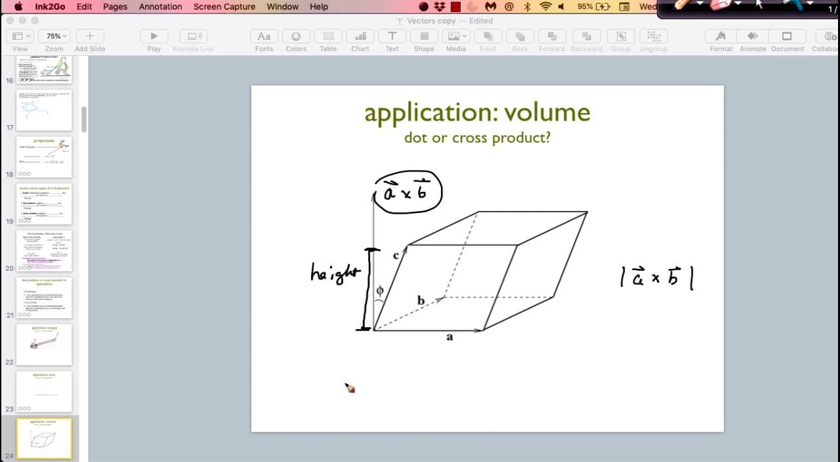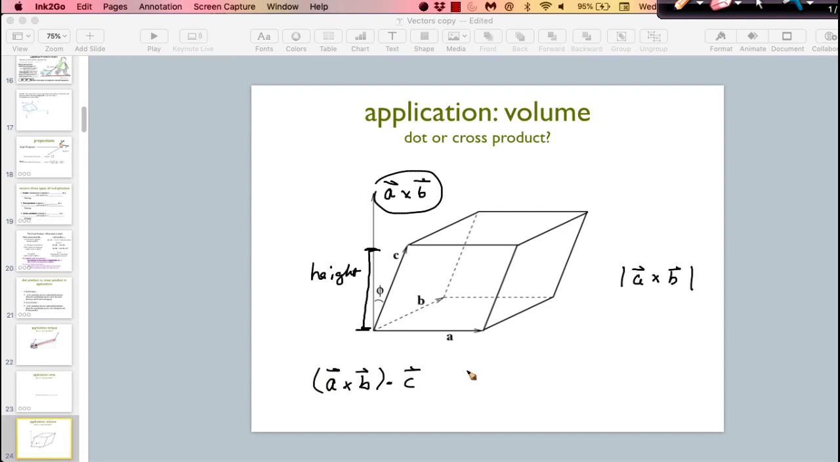Therefore, the whole volume is A cross B dot C. It's both. It's cross product to get the area of the base, but then we can use that vector, which is in the direction of the height, and take as much of the magnitude of C in that direction. That gives us the height of it.